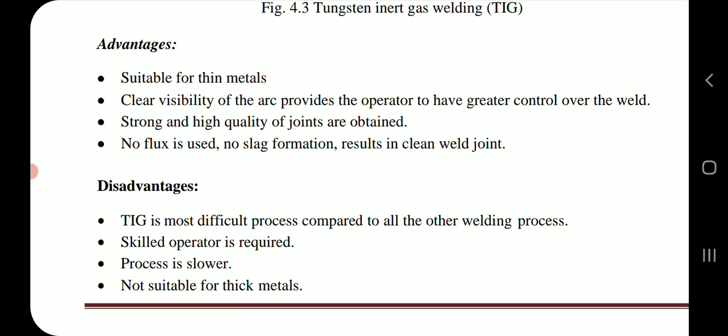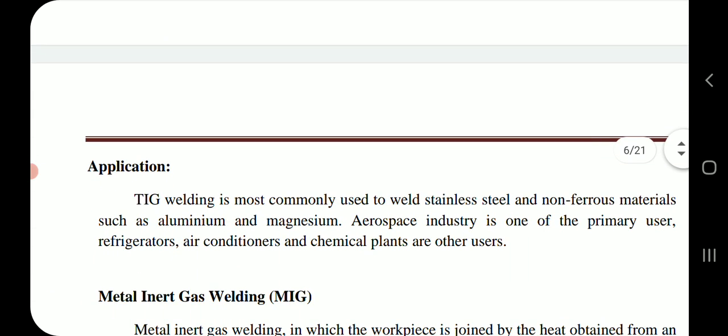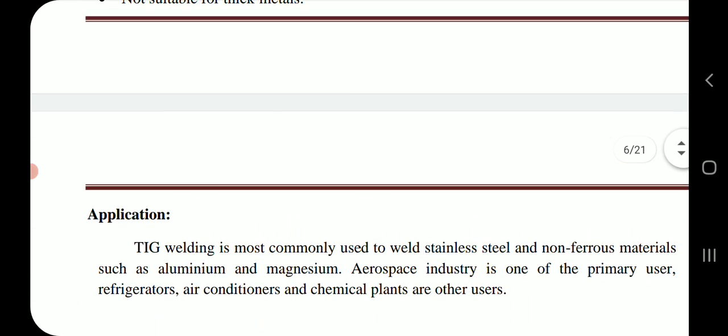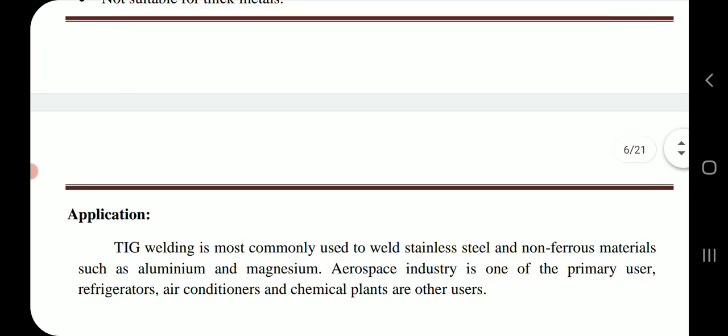Disadvantages: TIG is the most difficult process compared to all the other welding processes. Skilled operators are required. The process is slower and not suitable for thick metals. Application: TIG welding is most commonly used to weld stainless steel and non-ferrous materials such as aluminum and magnesium. Aerospace industry is one of the primary users. Refrigerators, air conditioners and chemical plants are other users.